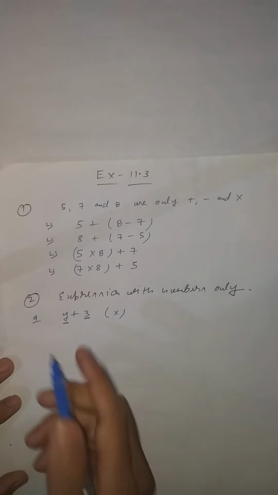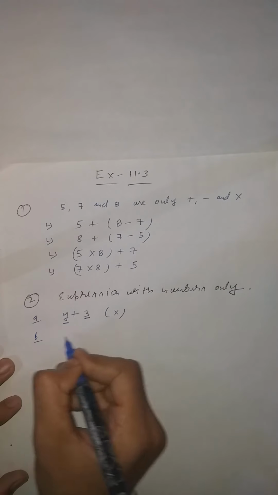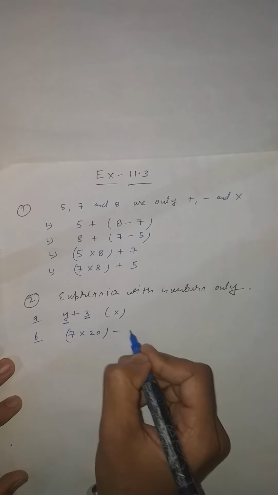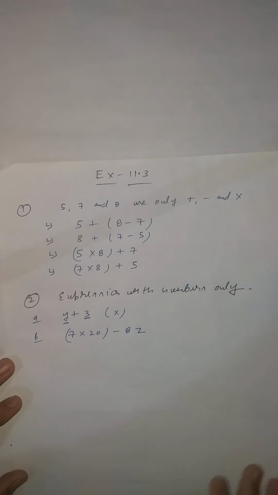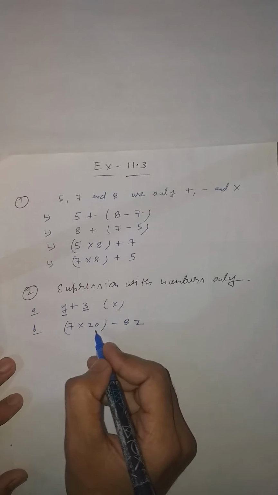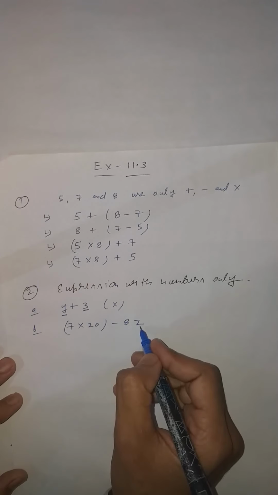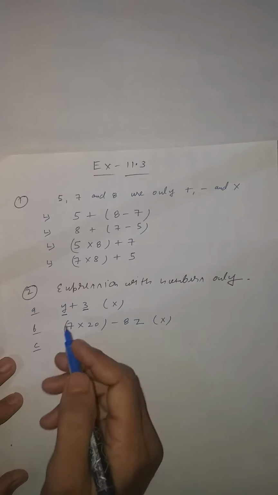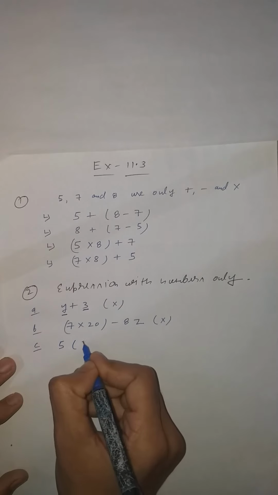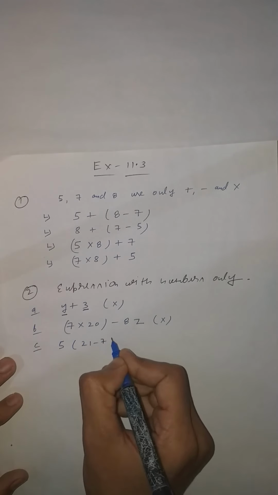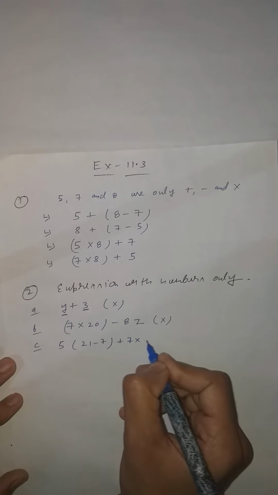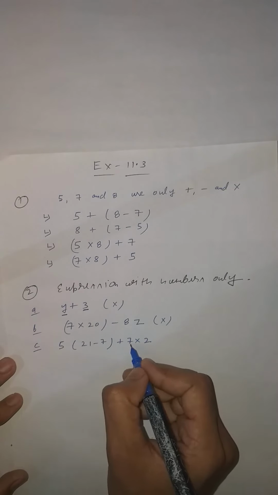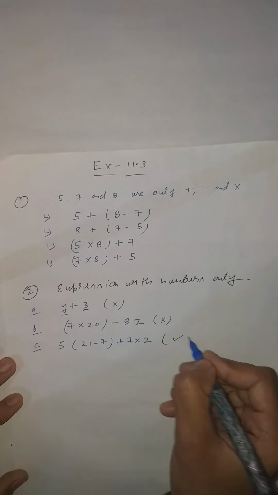Clear students? Now come to B. B is given 7 into 20 and minus 8z. Here this is a number, this is a number, this is also a number, but this is what? This is a variable. This is also not our answer. Now come to C. It is given 5, 21 minus 7 plus 7 multiplied by 2. Now check here. This is a number, this is a number, and these are also numbers. So this is our expression.